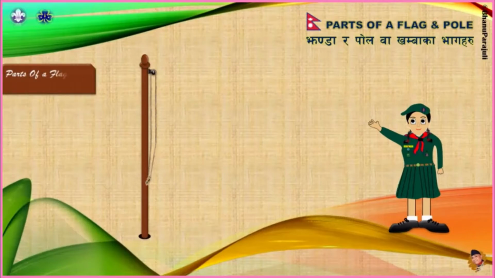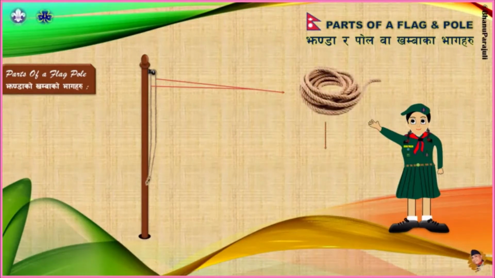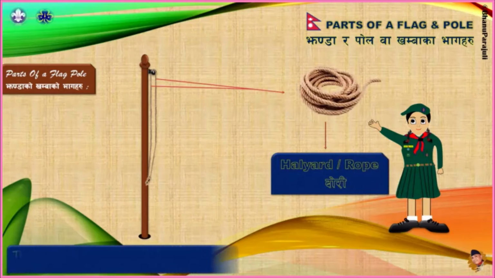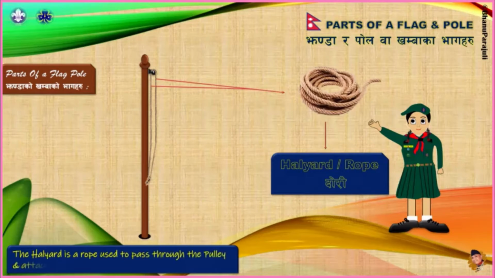Parts of a flagpole. Halyard or rope. The halyard is a rope used to pass through the pulley and attach the flag to flag.